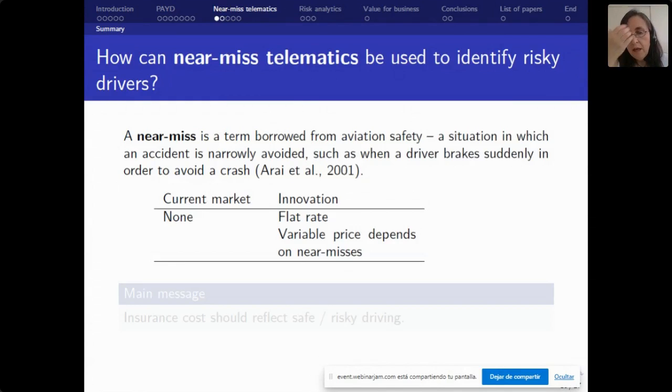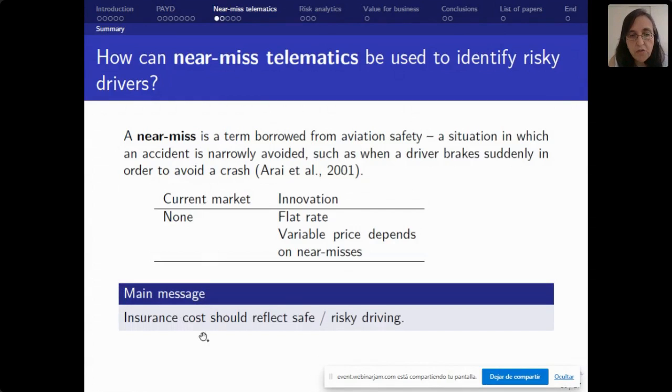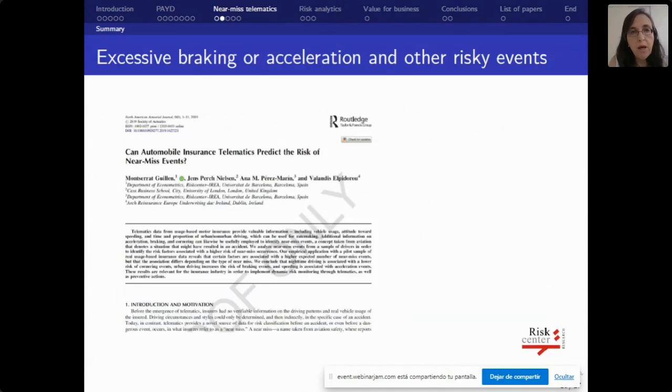Of course, we have had a lot of discussions with other groups, mainly in Europe. There are other groups in Belgium and Switzerland working with this type of problem. And actually, there is a debate about how a sudden brake has to be defined. So the main message is that the insurance cost should also reflect this safe or risky driving. And here I'm just showing you a paper that was published last year in the North American Actuarial Journal, where we really introduced this concept, and we show how this risk can be predicted by using these near-miss events.